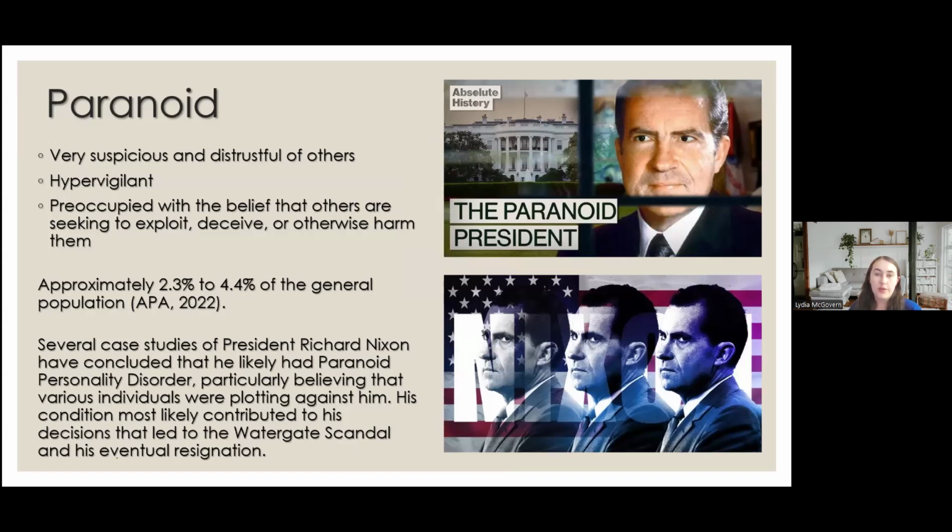So starting off with paranoid personality disorder, this is characterized by being very suspicious and distrustful of others, being hypervigilant, and being preoccupied with the belief that other people are out to get them, out to exploit them, lie to them, or just after them in some other sort of way. The key difference between paranoia in paranoid personality disorder and paranoia in psychosis is the degree of paranoid ideation that is present before an episode of psychosis, and whether it continues after psychosis is in remission.